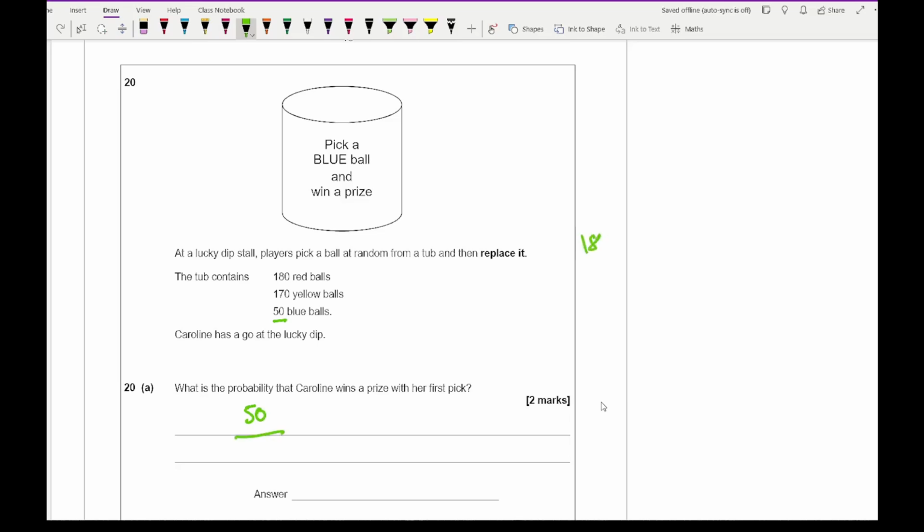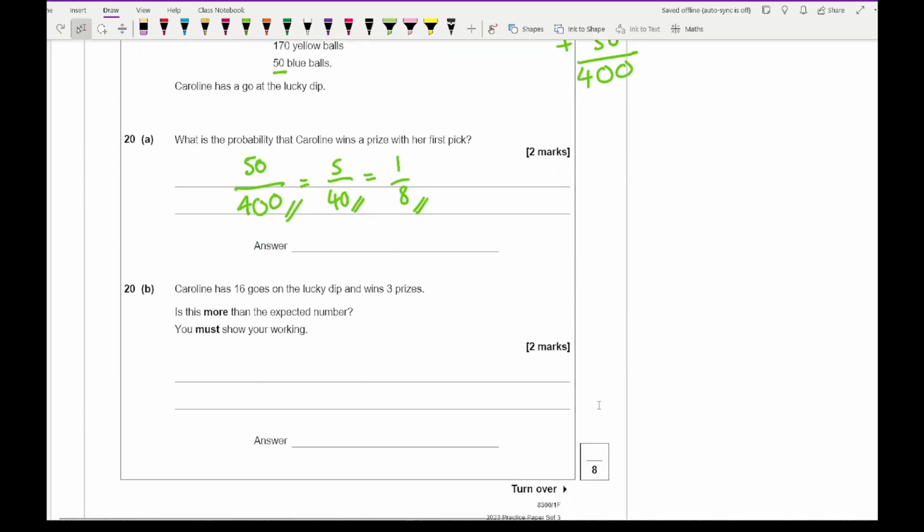Well, I need to do 180 plus 170 plus 50. So adding all of those up, 8 plus 7 is 15, plus 5 is 20, and so there are 400 altogether. So it's 50 over 400, and I can simplify that as 5 over 40, so that becomes 1 over 8. Now again, it doesn't tell us to simplify the fraction, so basically I can write any of those and I should get the marks.